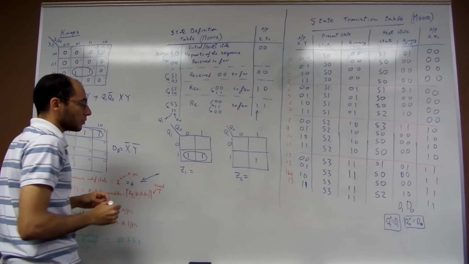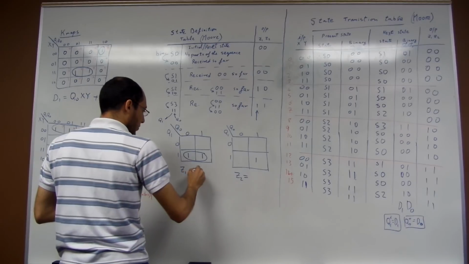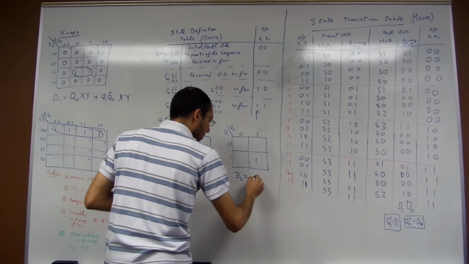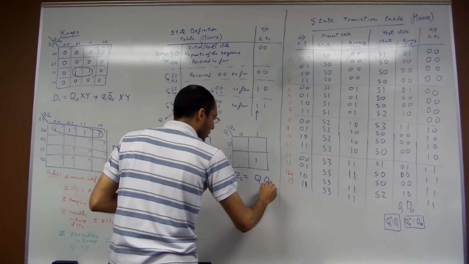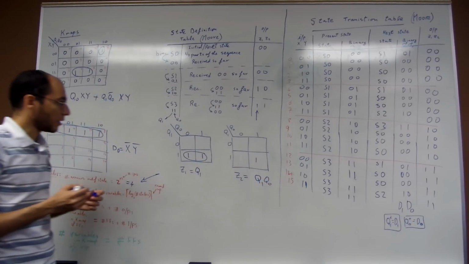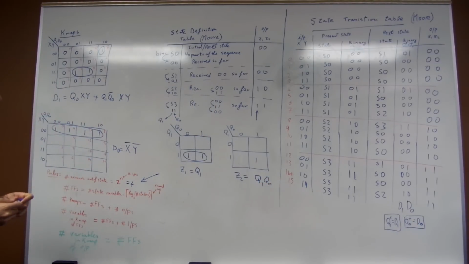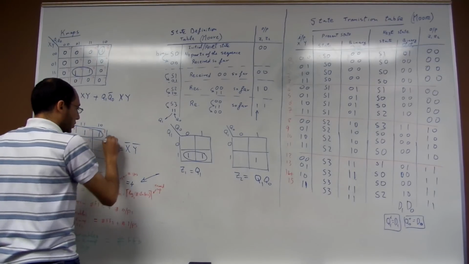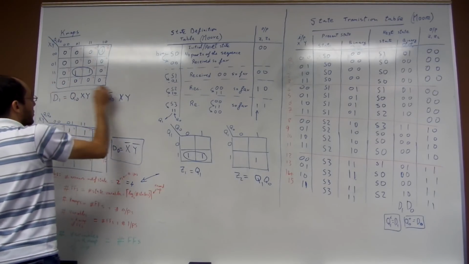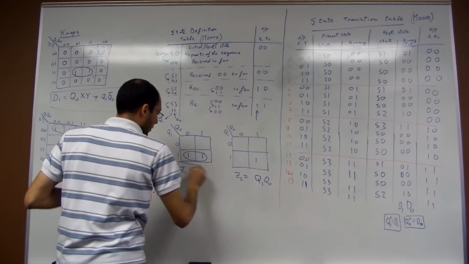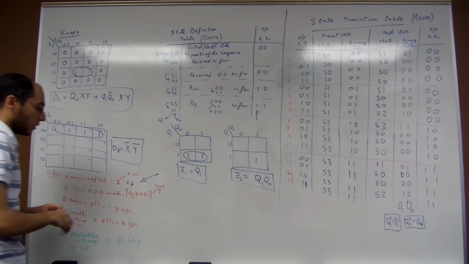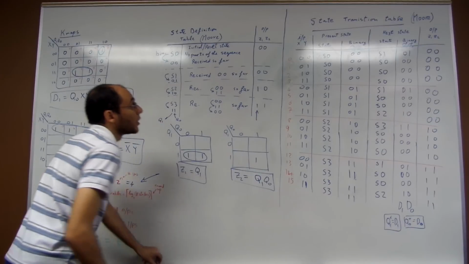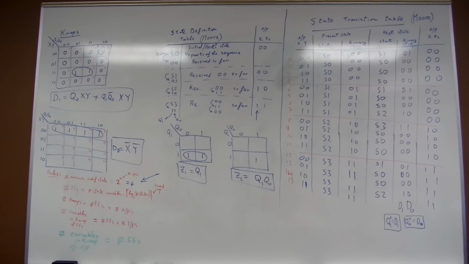So let's write down this. It becomes equal to Q1, and this becomes equal to Q1, Q0. And this becomes the equations that we need. Equation number 1, equation number 2, equation number 3, and equation number 4. Right now I'm going to erase everything except the equations. I do not need anything except the equations at the moment.